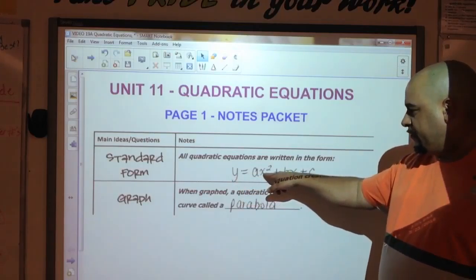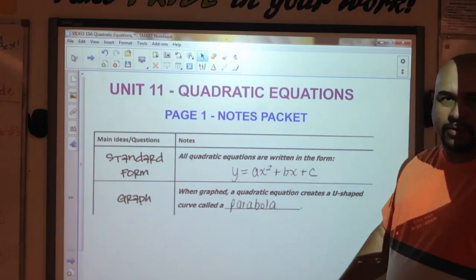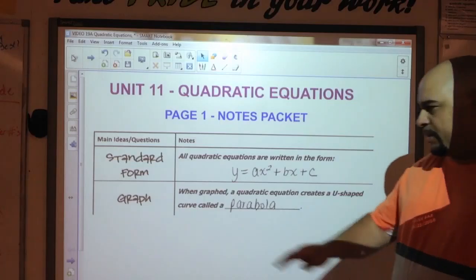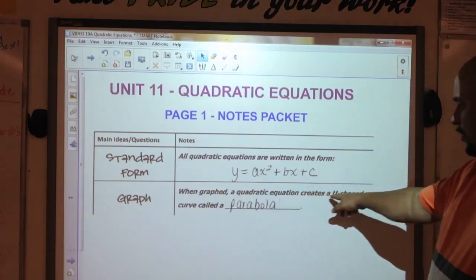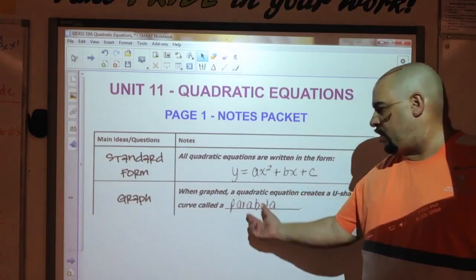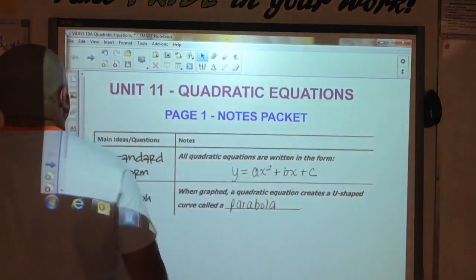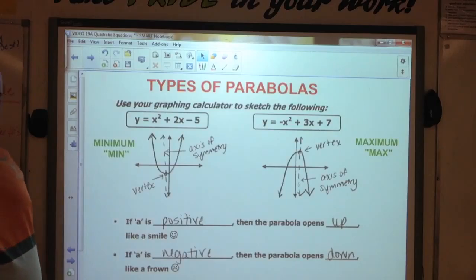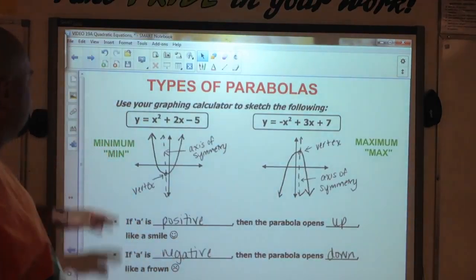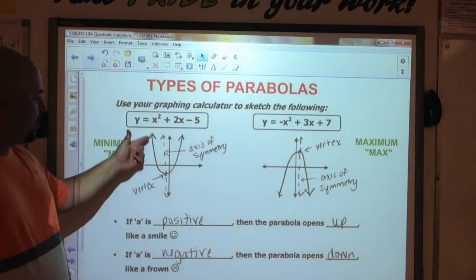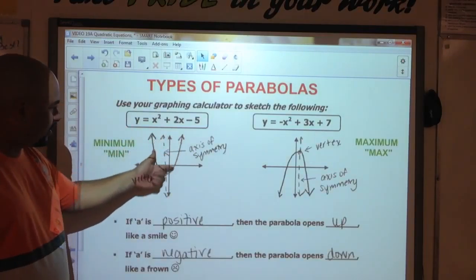Notice that the first term here has an x squared, and that's where the curve comes in. When graphed, a quadratic equation creates a U-shaped curve called a parabola. There's two types of parabolas. If you use your graphing calculator to sketch the following, the first one, it looks like this.